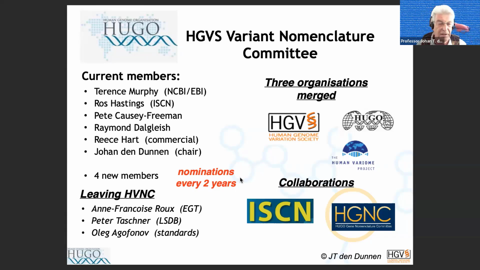Pete, you've heard earlier today, is working on software, the variant validator software, so tools to help people try and test HGVS nomenclature. Raymond Douglas is representing gene variant databases.